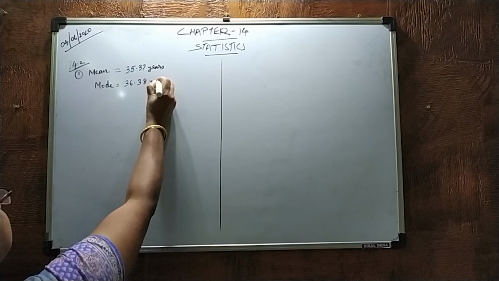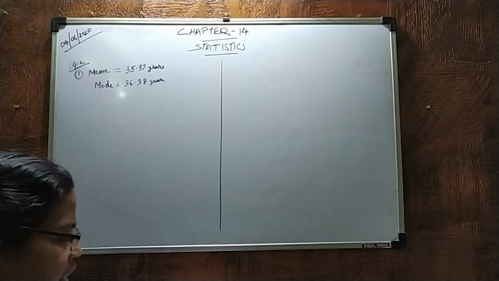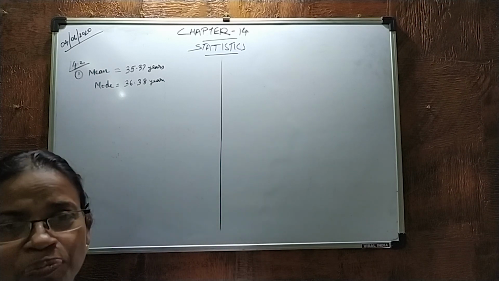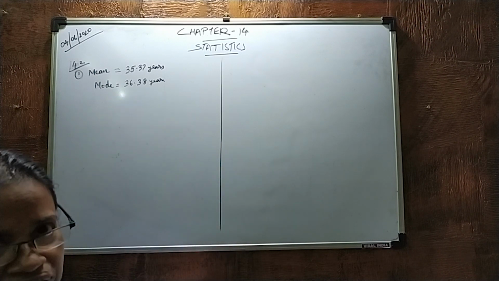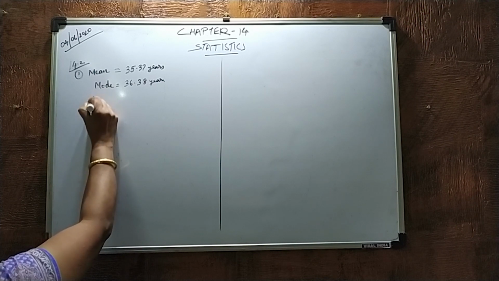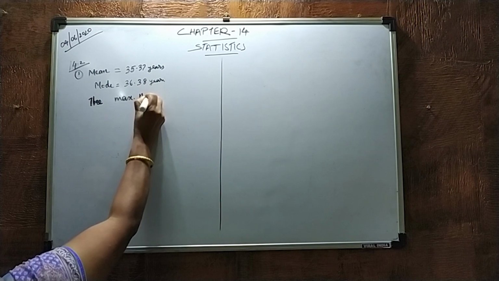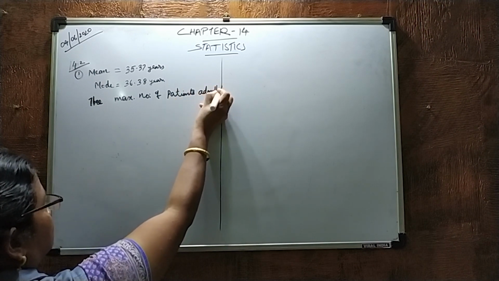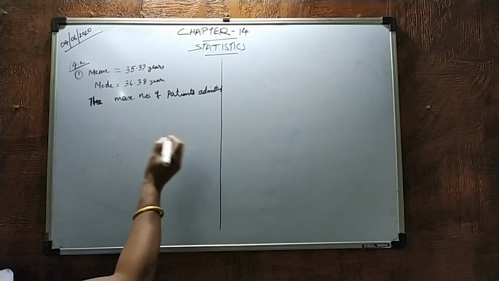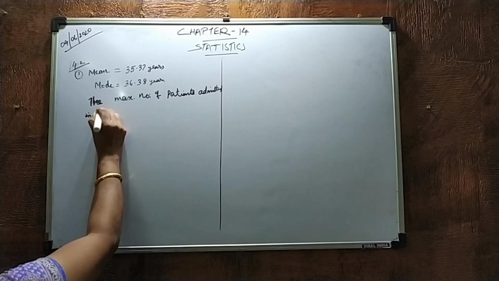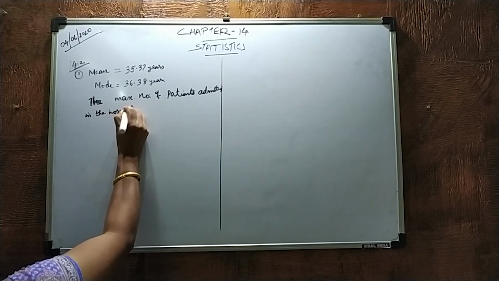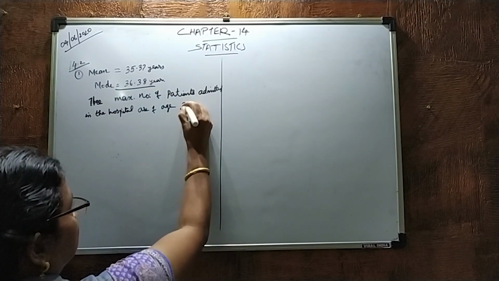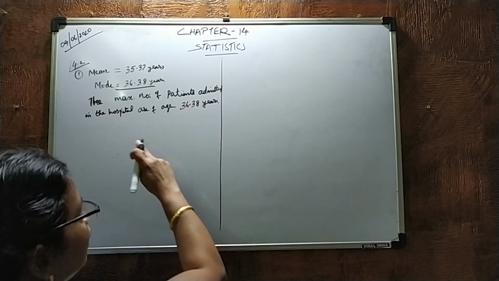Then how will you compare and interpret it? Here the mode is 36.38 years. It means the maximum number of patients admitted in the hospital is of age 36.38 years. That you have to write: the maximum number of patients admitted in the hospital are of age 36.38 years. Now we are telling about the mode.